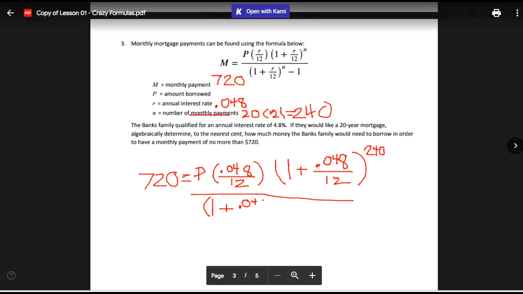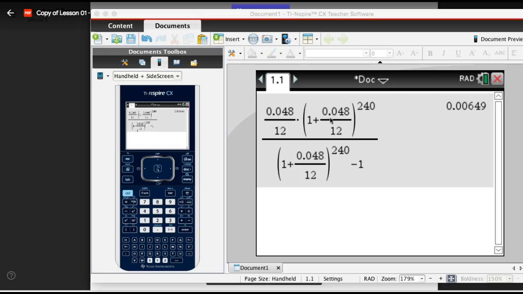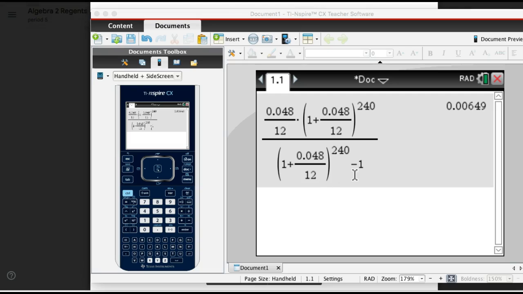So let's see. We have this to the 240 minus 1. Okay, so I put this whole thing in my calculator and I get this. You might want to copy a little bit more out of your calculator. It looks like mine rounded a little bit. Remember, this piece is what's multiplying my p-value. So I need to divide both sides by that.